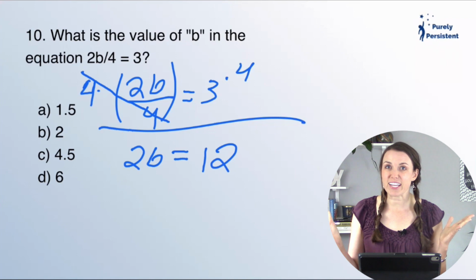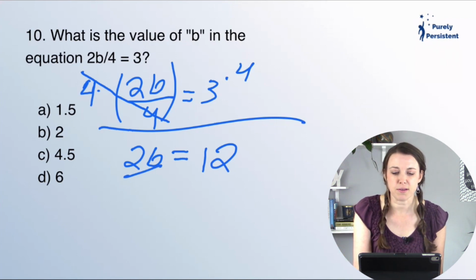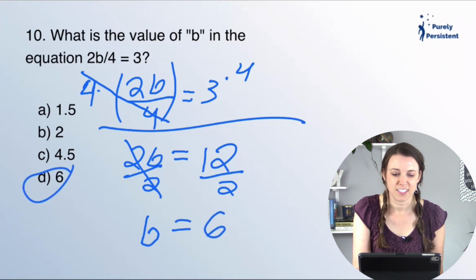12. What do I do? I divide, right? Because right now it's multiplied, and the opposite of multiplying is dividing. So this cancels, and I'm left with B equals 6. There's our answer.